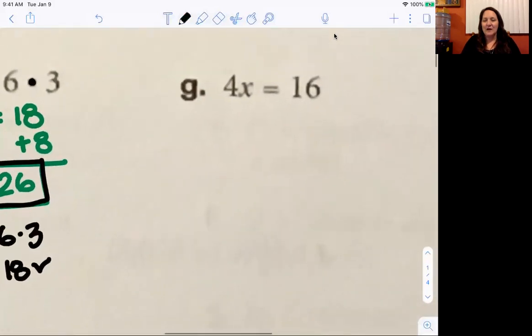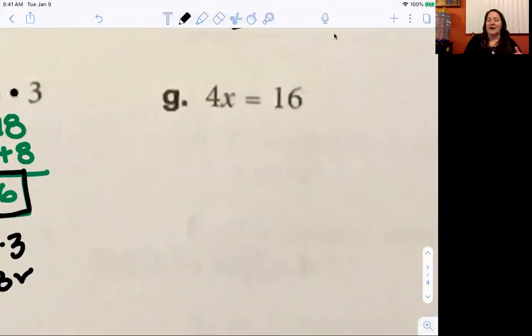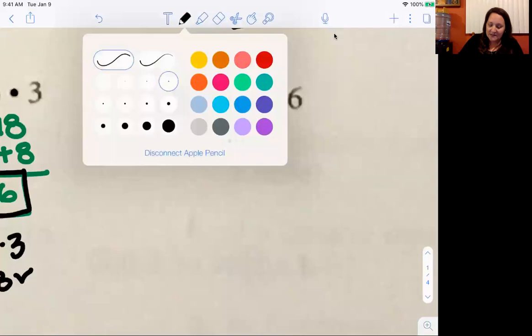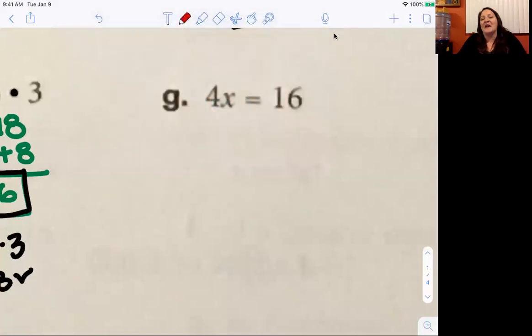Awesome, let's move on. Letter G is a little bit different. We actually don't have a first step. This is just a one-step problem, which is amazing, which is fun. So, not to say the other ones aren't fun, but these are more fun. So we have 4x equals 16. 4 next to an x means we're going to be doing what operation? We're going to multiply. So we're going to multiply 4 times x.